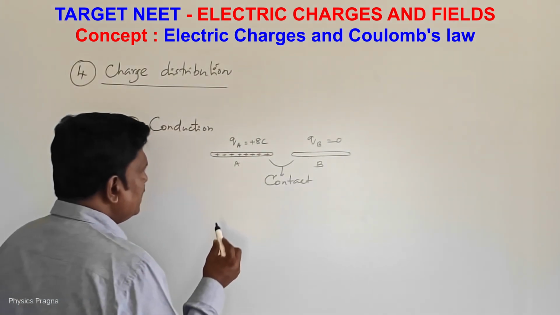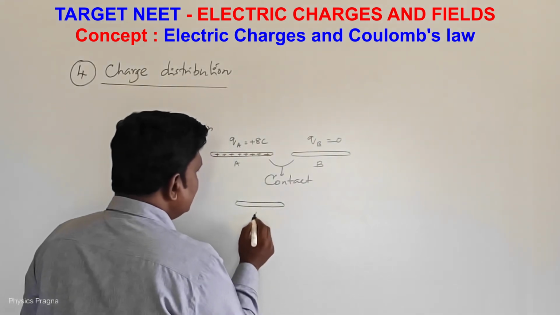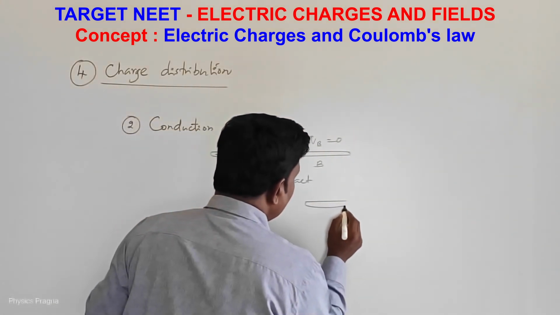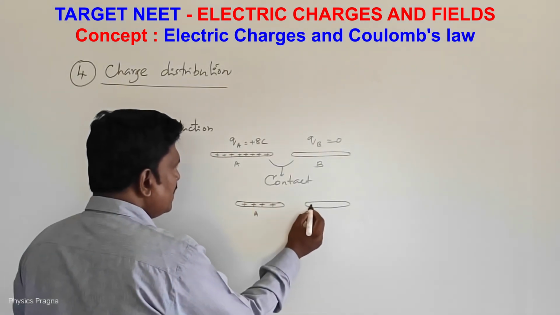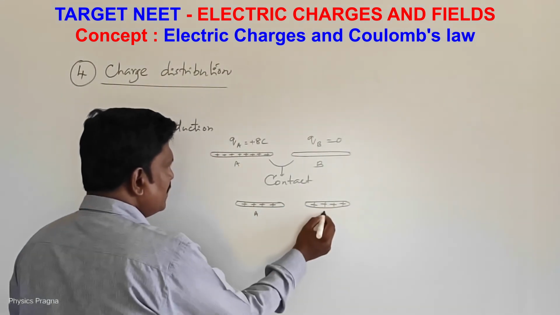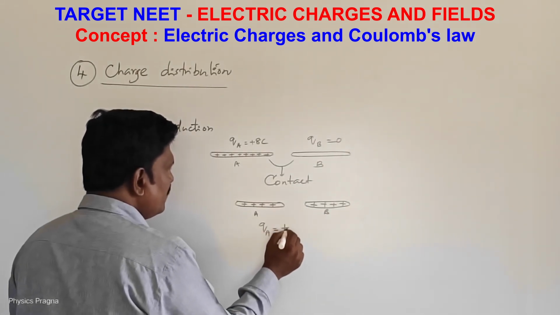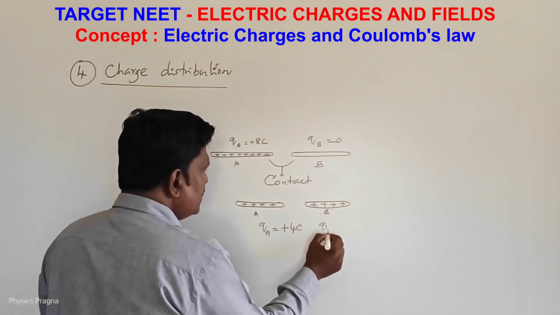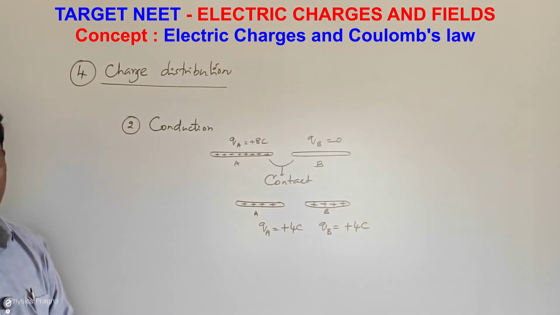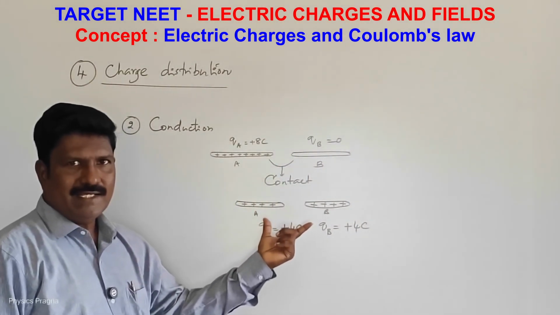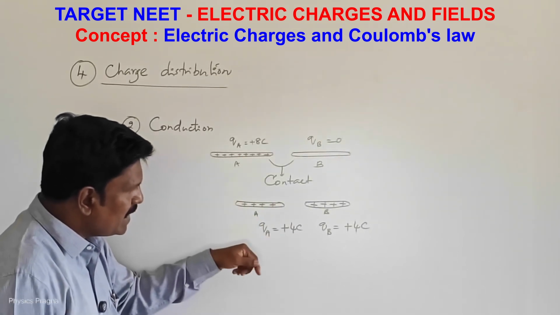So how does it happen? See, if I make a contact and then separate them, this is A, this is B. Then what happens? 8 are there, so now each is having only 4. After contact, the charge on A became 4 coulomb and the charge on B also became plus 4 coulomb. So they equally shared the charges. This is called conduction.